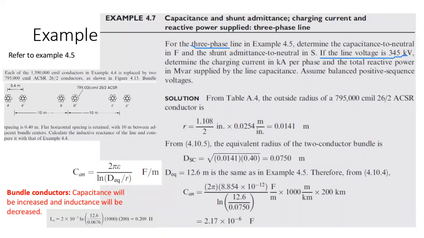Determine the charging current in kiloampere per phase, and the total reactive power in megavar. Okay, megavar. Some of you are asking, megavar, how much kilo? 1,000 kilovar is 1 megavar, supplied by the line capacitance.